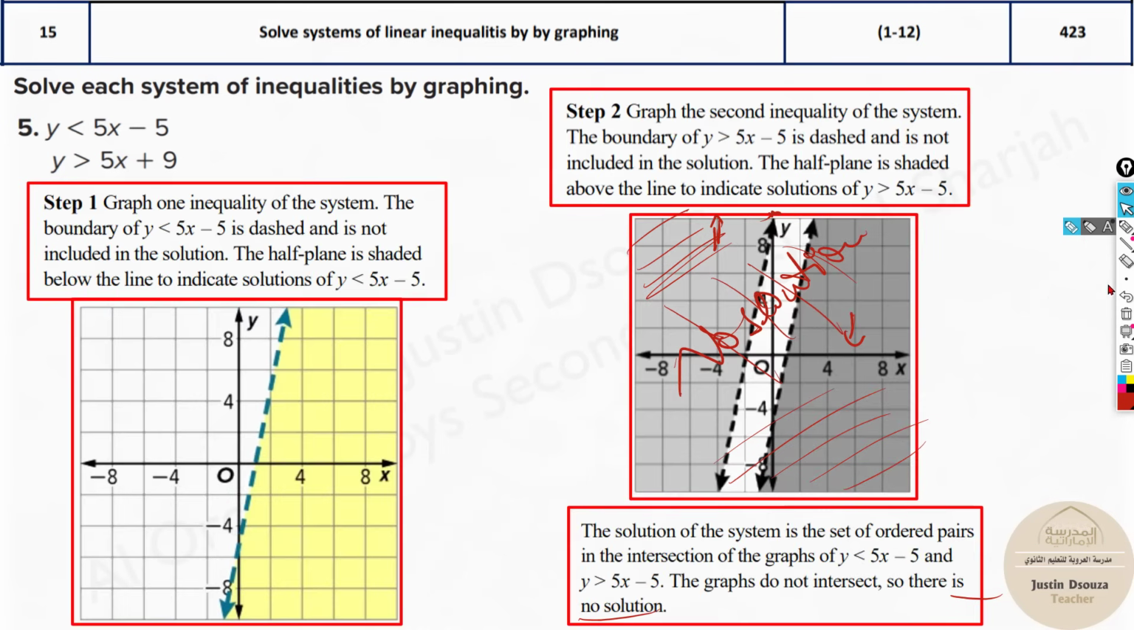And over here as well, please do it. And over here also we are getting no solution. You can see the slopes are same. The intercepts are different. And y is less than. Okay, here you need to understand.